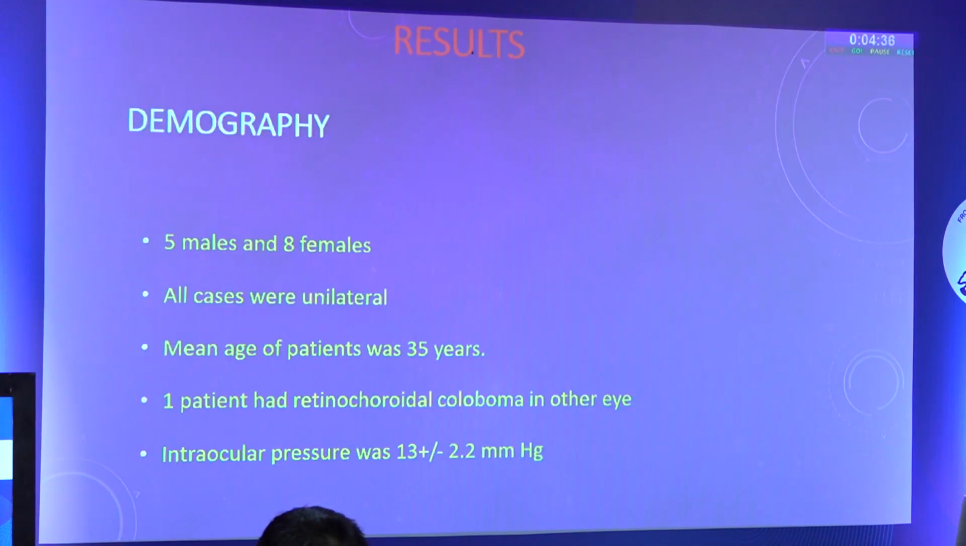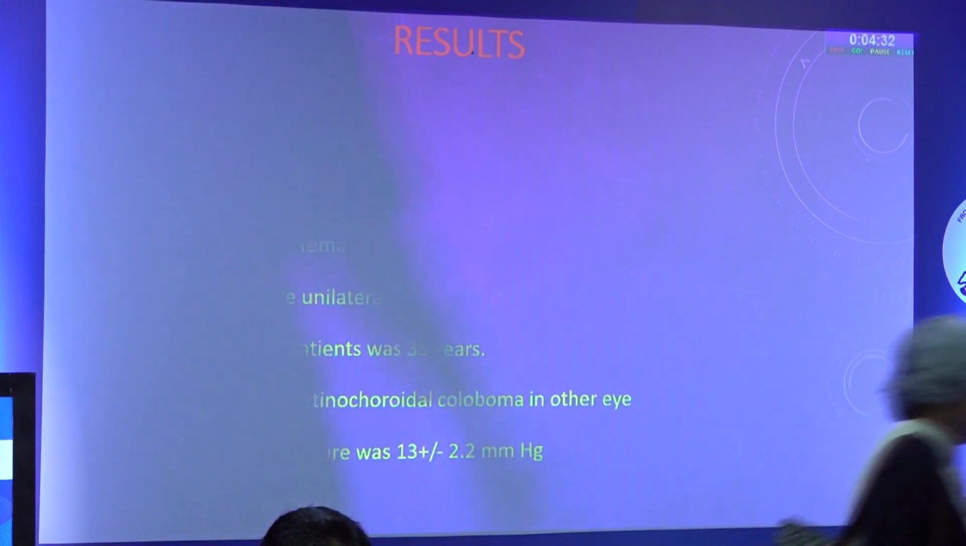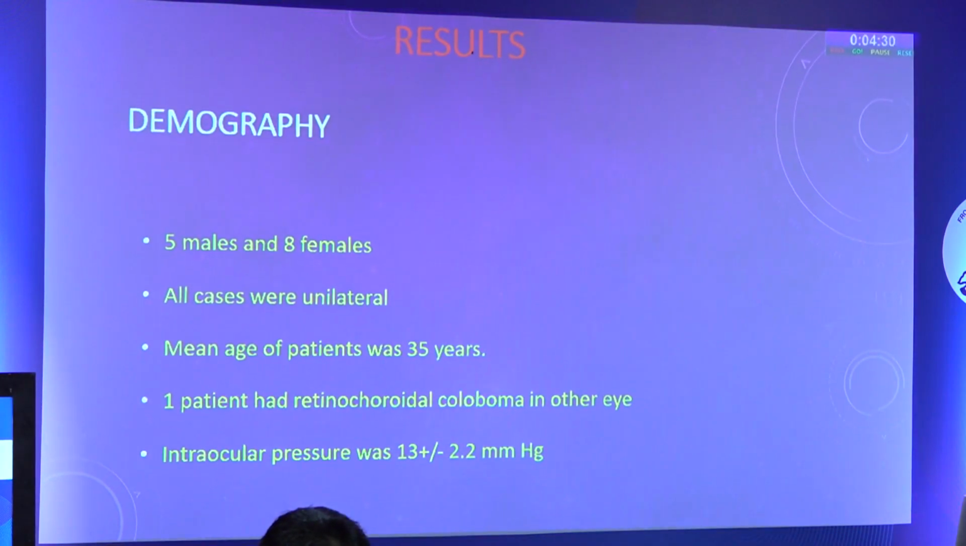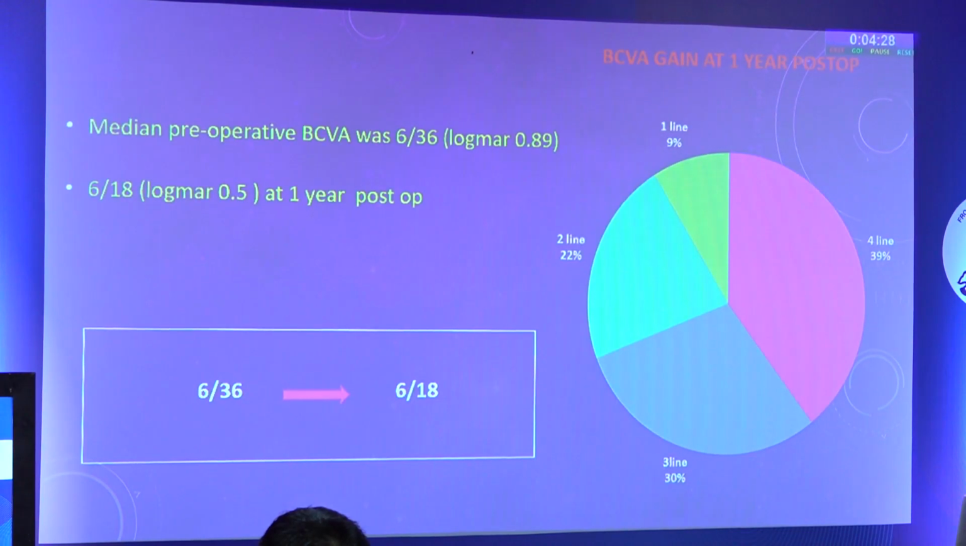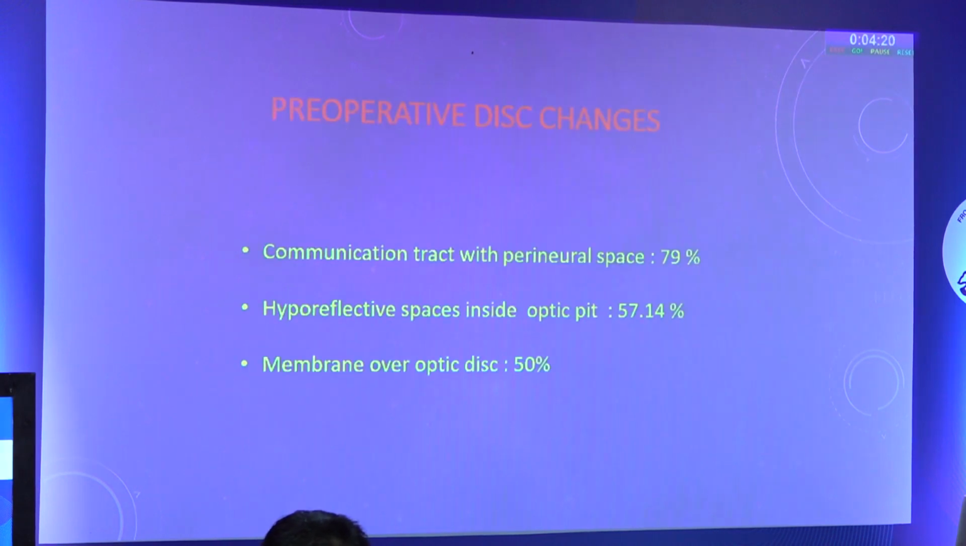Coming to the results, we had 5 males and 8 females. All cases were unilateral. One patient had retinochoroidal coloboma in the other eye. Other patients had normal eyes. Mean preoperative vision was 636. Median preoperative vision was 636, which improved to 618 at 1 year.